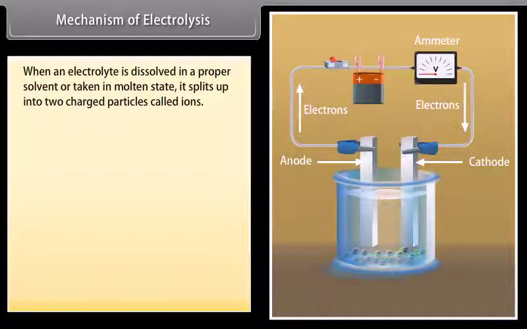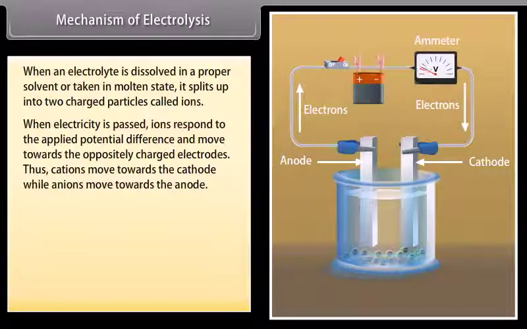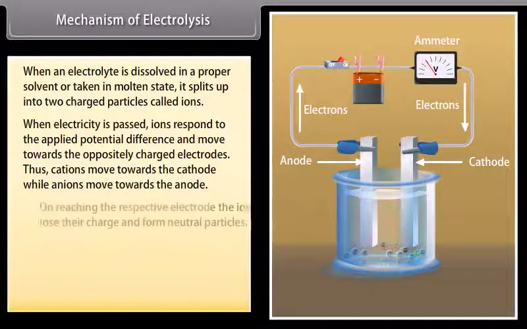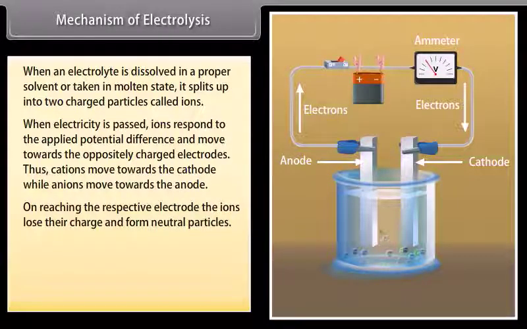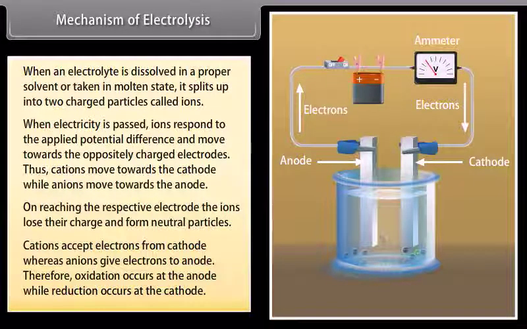Mechanism of electrolysis. When an electrolyte is dissolved in a proper solvent or taken in molten state, it splits up into two charged particles called ions. When electricity is passed, ions respond to the applied potential difference and move towards the oppositely charged electrodes. Thus, cations move towards the cathode while anions move towards the anode. On reaching the respective electrode, the ions lose their charge and form neutral particles. Cations accept electrons from cathode, whereas anions give electrons to anode. Therefore, oxidation occurs at the anode, while reduction occurs at cathode.